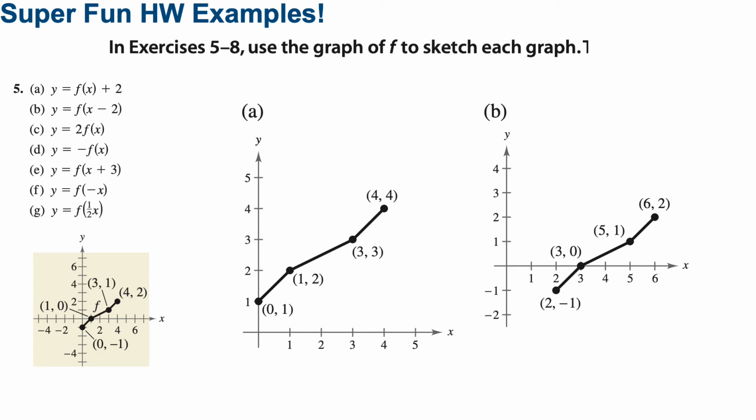So (0, -1) becomes (0, 1). (1, 0) becomes (1, 2). (3, 1) becomes (3, 3). And then (4, 2) becomes (4, 4). So notice I added 2 to the y value.